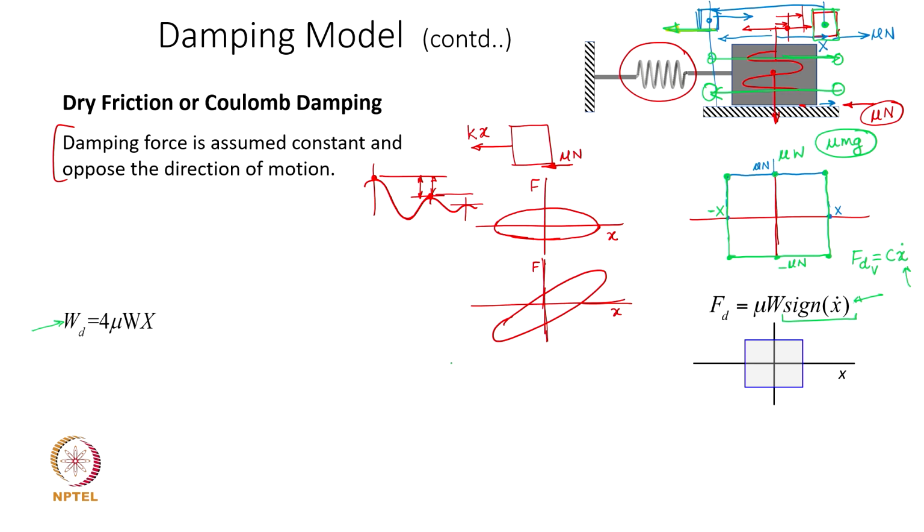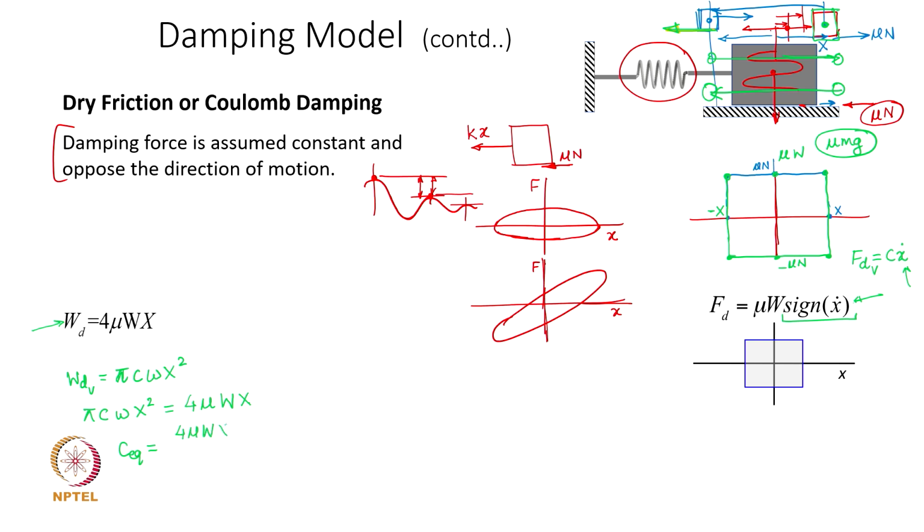Now, we have seen that in the case of ideal viscous damping, the energy dissipated was pi c omega x square, and we equate this ideal viscous damping energy dissipated with the energy dissipated in other cases, the other kinds of damping models. And then we say that this gives us an equivalent viscous damping coefficient from the other model.